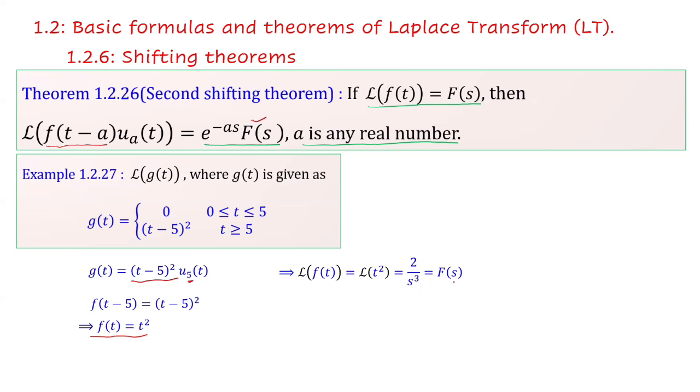Sorry, 2 over s to the power 3. This is F(s), which is the Laplace transform of t square. So therefore, the combined Laplace transform, meaning the g(t) equal to (t minus 5) whole square u5(t), by this formula e to the power minus a s, here a equal 5. So this is equal to e to the power minus 5s F(s), which is 2 e to the power minus 5s over s to the power 3.